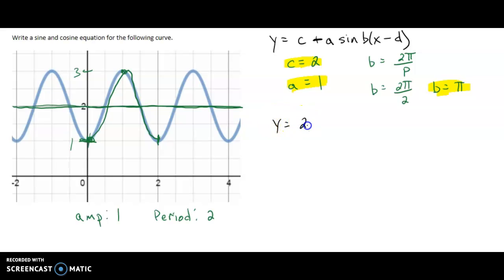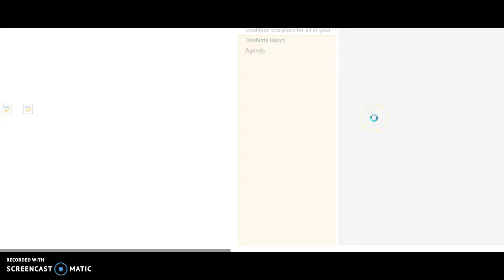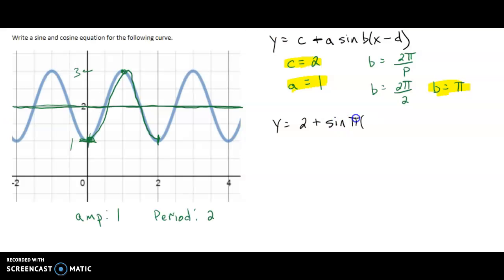Y is equal to 2 plus sine of B, which was pi. And then we're going to actually write 2 versions of this. The first version, we will shift over to the right. So for sine, we want to pick a spot on the curve where it intersects the axis of the wave, or the midline, and goes up. So that's one right here. We could also shift over here. These are all options for sine.